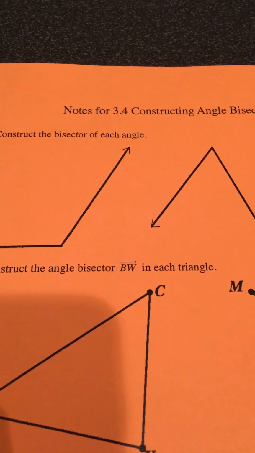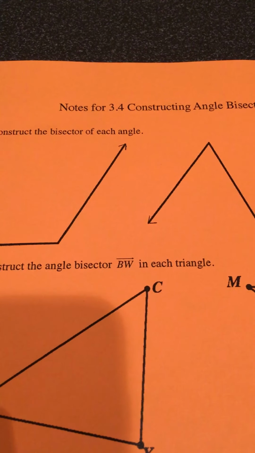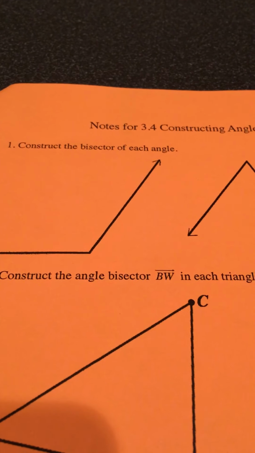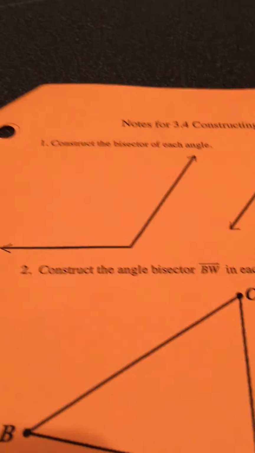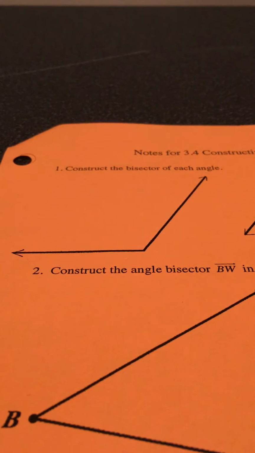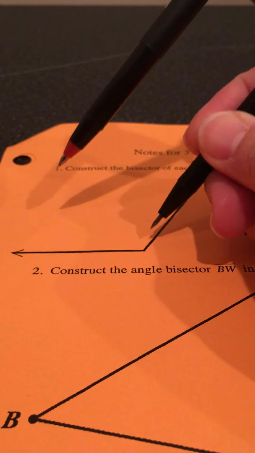In this video, I'll demonstrate how to construct an angle bisector. Recall, an angle bisector is a ray that divides an angle into two congruent angles. To do this with your compass, you can follow along with the notes and do this with me.